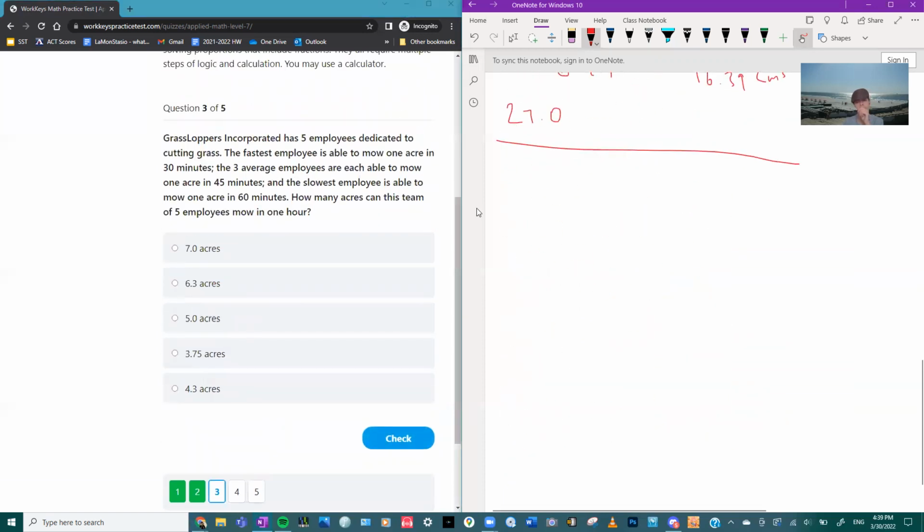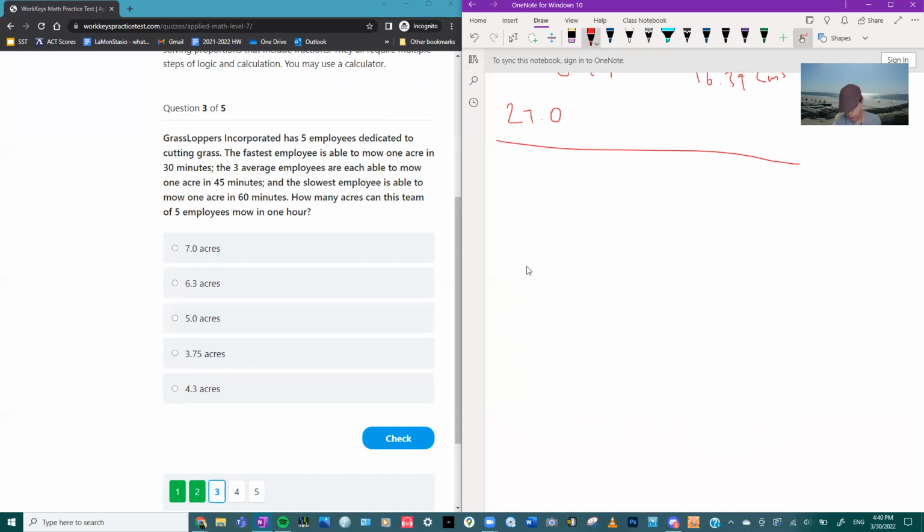All right, now, new problem. All right, Grasshoppers has 5 employees that cut grass. The fastest employee can mow 1 acre in 30 minutes. And then there's 3 average employees that mow 1 acre in 45 minutes. And the slowest employee mows 1 acre in 60 minutes. How many acres can they mow in 5 hours? So this might seem a little bit overwhelming because there's a lot of information and it's trying to ask you something that you can't clearly see, but you can get to it.